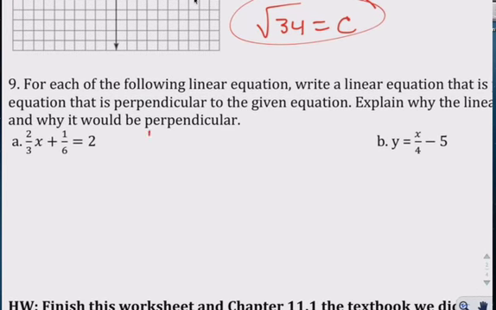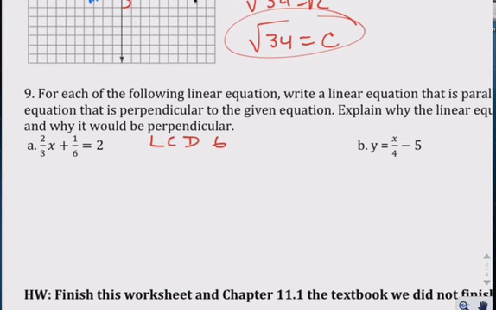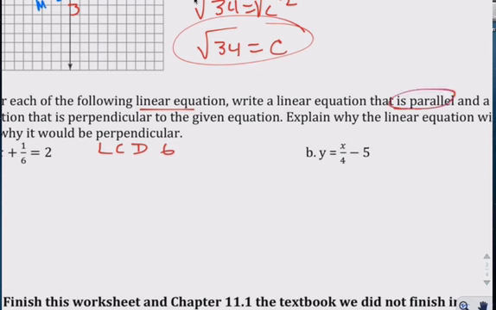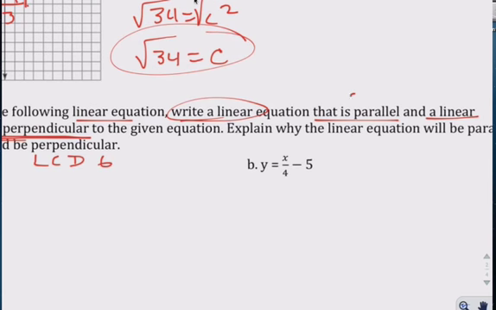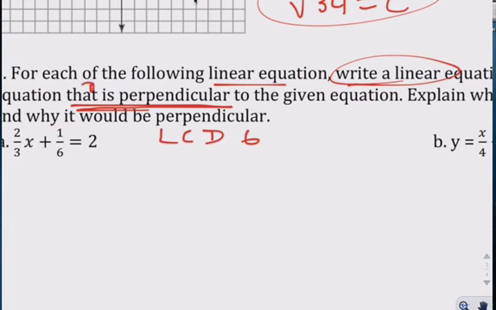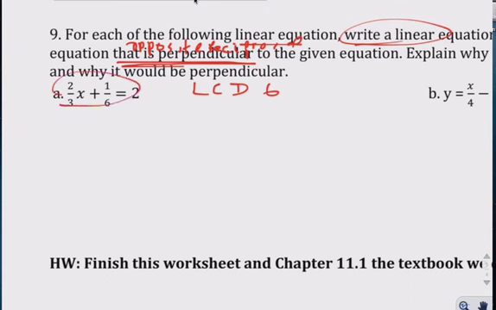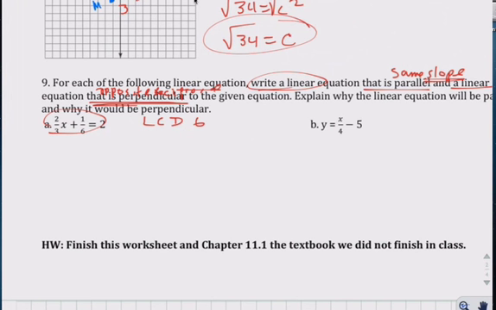Here, the least common denominator is 6. For the following linear equation, they want you to write a linear equation that is parallel and a linear equation that is perpendicular. Parallel, same slope. Perpendicular, opposite and reciprocal. To the given equation. Okay, here's the given. You need to make it slope-intercept form because you're talking about slope. So you need to multiply it all by 6.